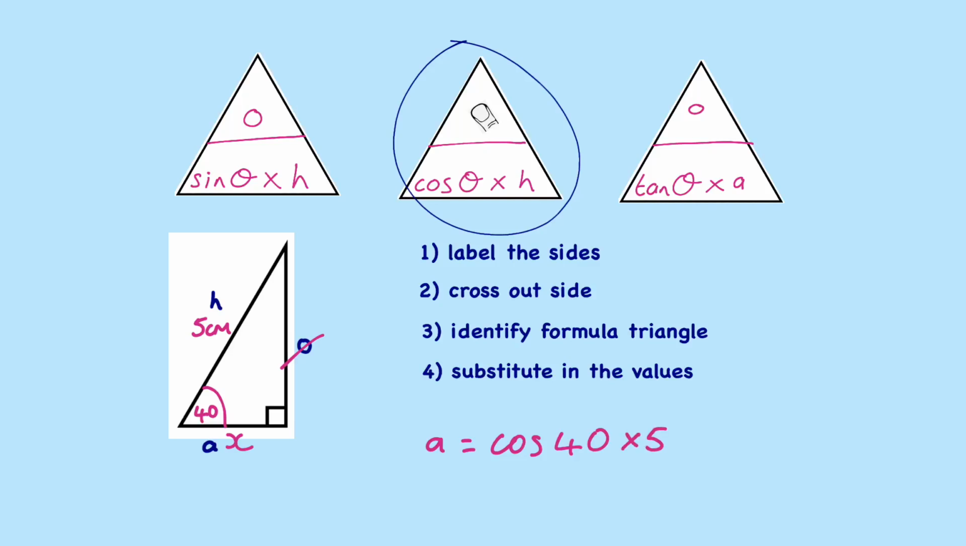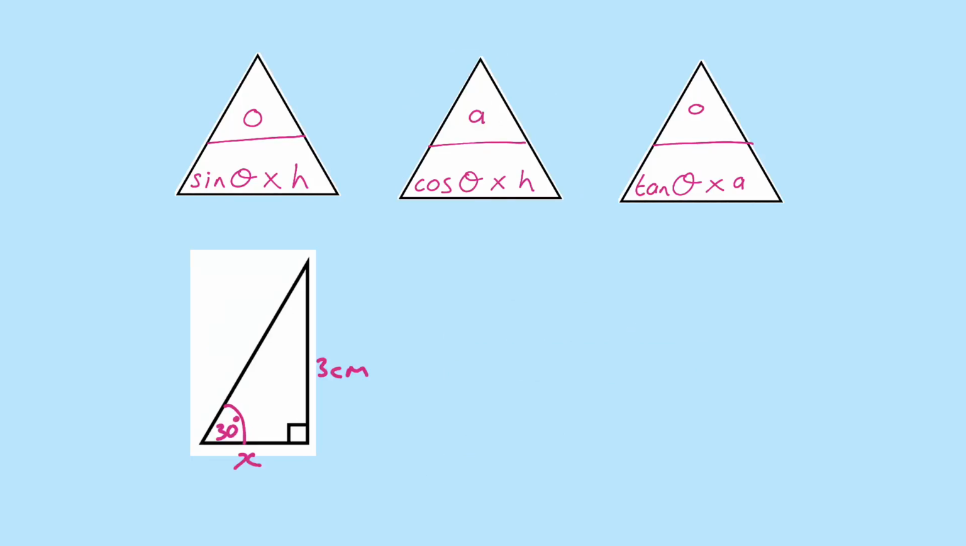And typing this into the calculator, remember the brackets will sometimes open up once you type in cos. Type in 40 and make sure you close the bracket and then multiply by 5. And this will give you an answer of 3.83 centimeters.